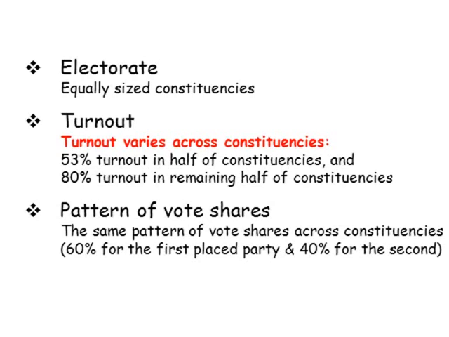Moving on, let's think about turnout. In this example, we're going to keep the electorate constant. We're going to assume that they're all equal. We're also, again, going to keep the pattern of vote shares the same, 60% for the winner, 40% for the second, but now we're going to play around with turnout. We're going to vary turnout. It's 53% in half the constituencies and 80% in the remaining half.